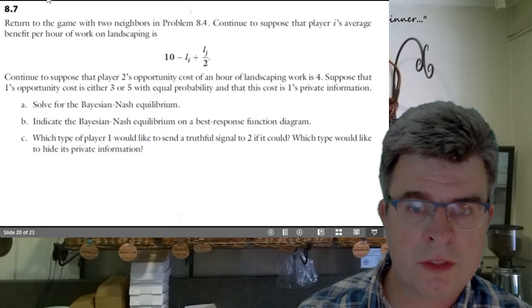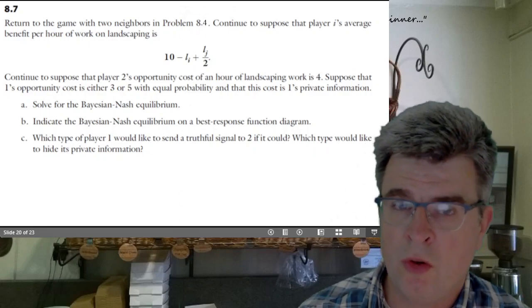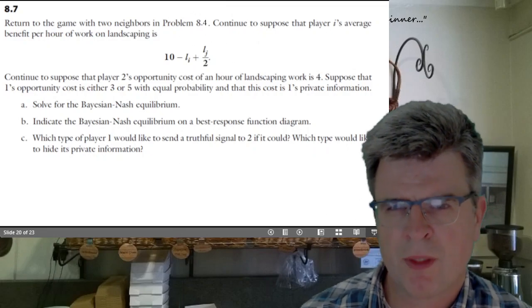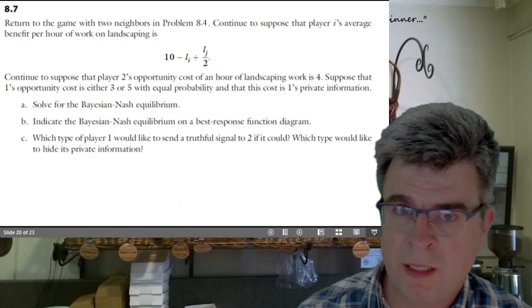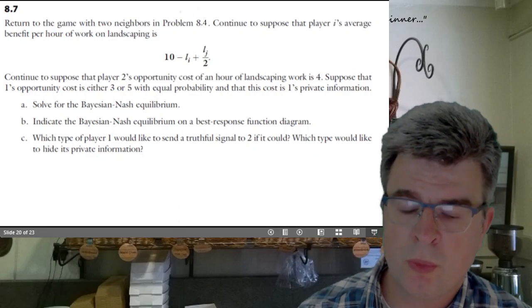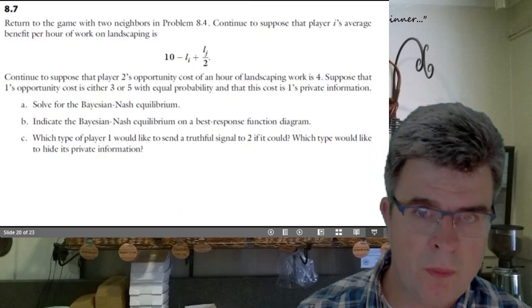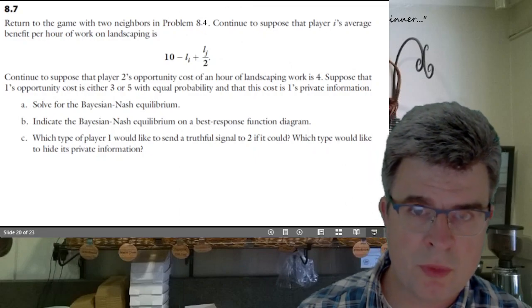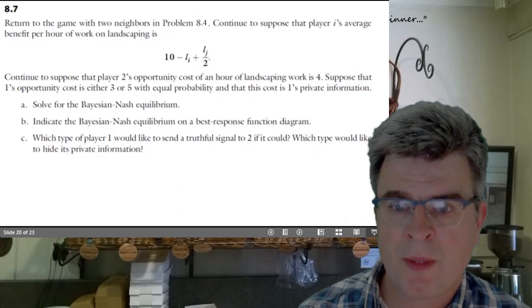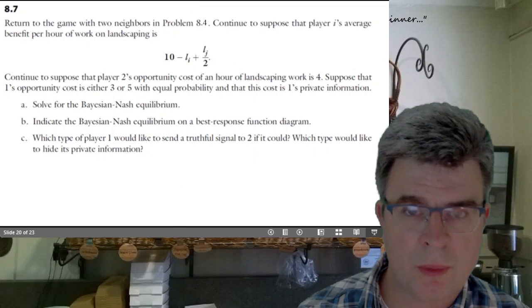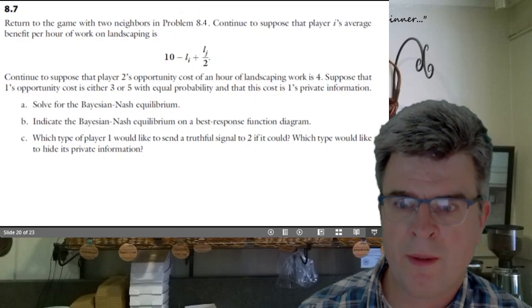And this cost is neighbor 1's private information. So neighbor 1 knows which type he is, marginal cost equal to 5 or marginal cost equal to 3, but neighbor 2 does not have this information. So this is the perfect setup to solve for a Bayesian-Nash equilibrium, and that is what we will do in part 1. We need to indicate it also on a best response diagram, just like we did in 8.4.